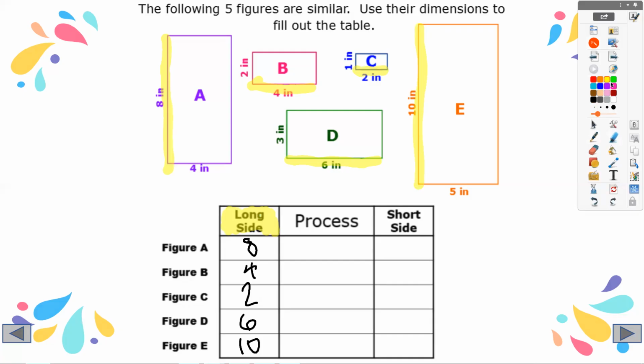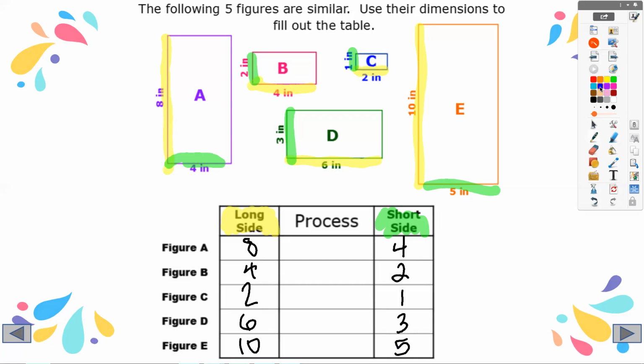And then I'm going to color all of my short sides green. So I'm going to highlight all the short sides green. And I'm going to highlight my table green as well, just to kind of keep track of what's what. And now I'm going to fill in all of those sides. So I have 4, 2, 1, 3, and 5.